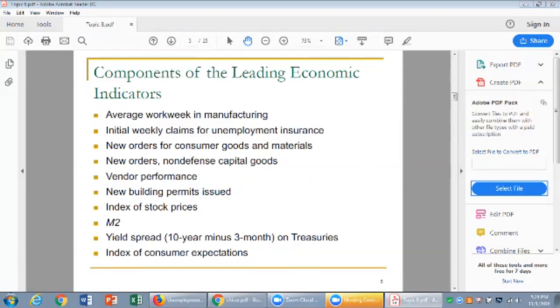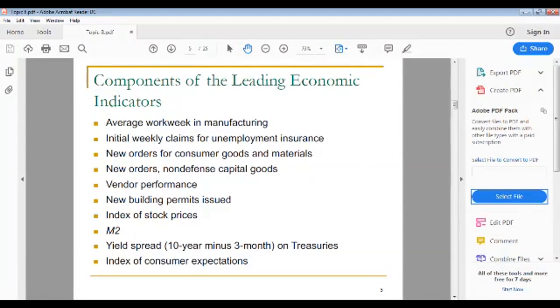Is it a bad thing to have just constant growth? Yeah, it is, because it basically means that the next recession is going to be worse. The longer we go on like this, the worse the next recession will be.